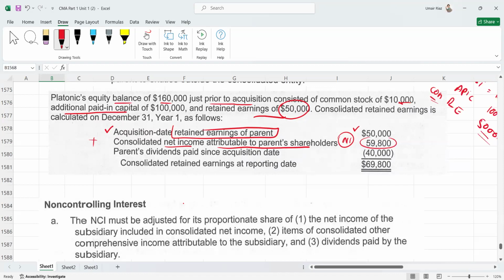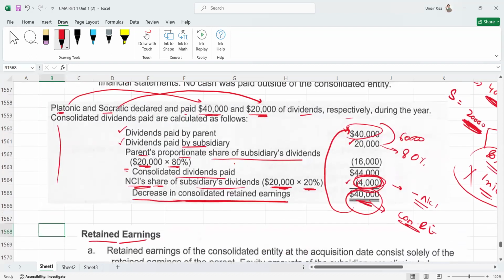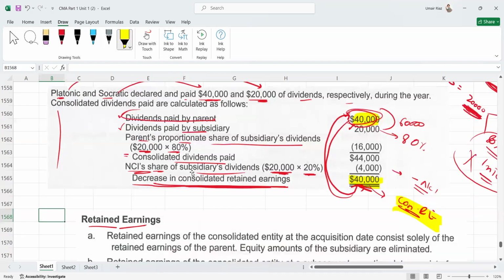Then we deduct the parent's dividend paid since acquisition. You can get this from the dividend paid working. As I told you, the dividend paid by the parent will always be equal to the last figure, called decrease in consolidated retained earning, 40,000. So this 40,000 you will deduct from consolidated retained earning.